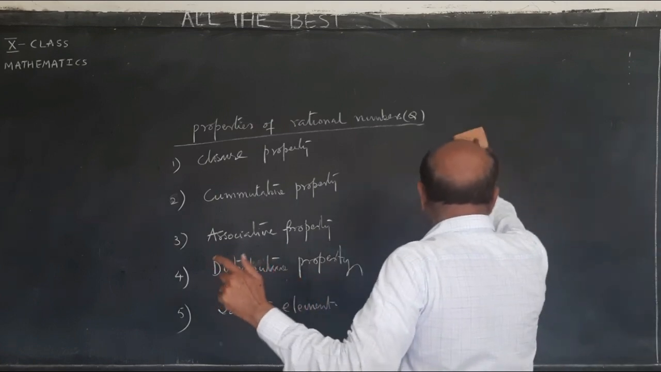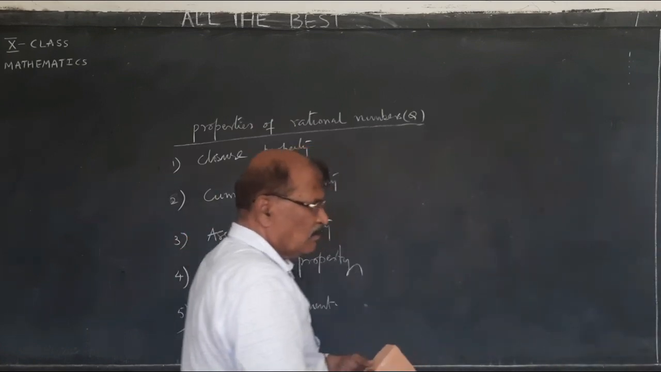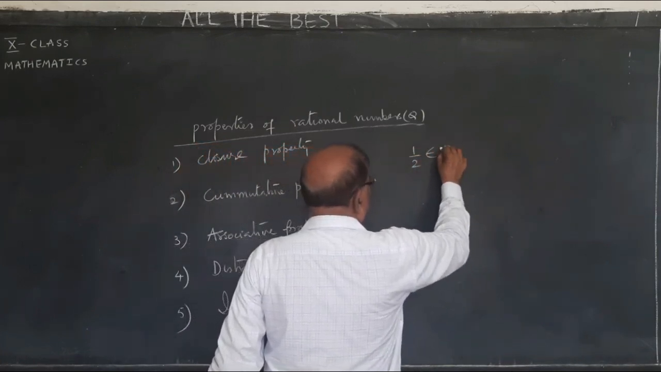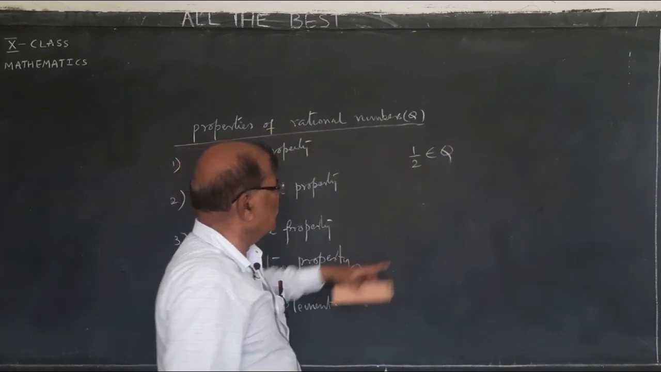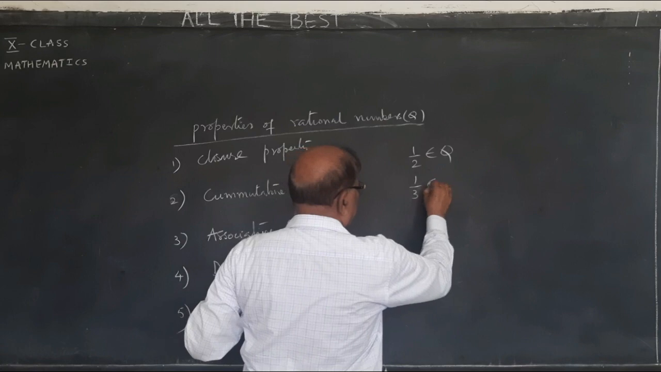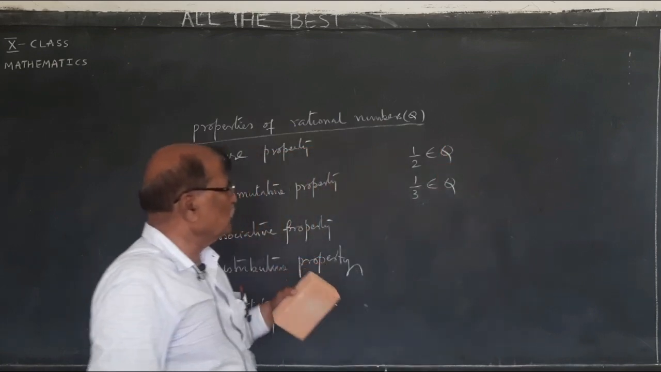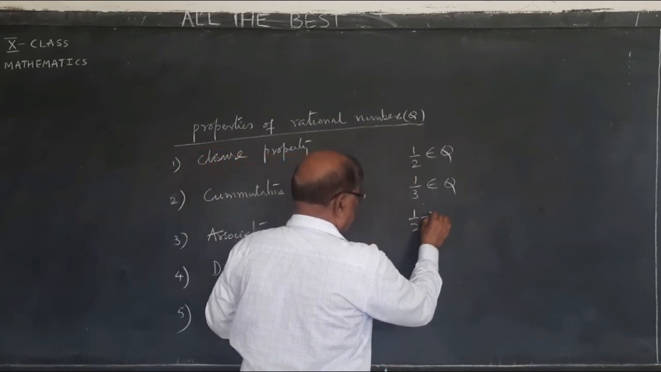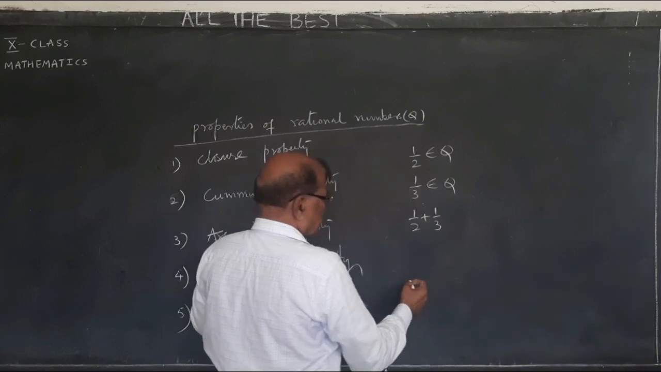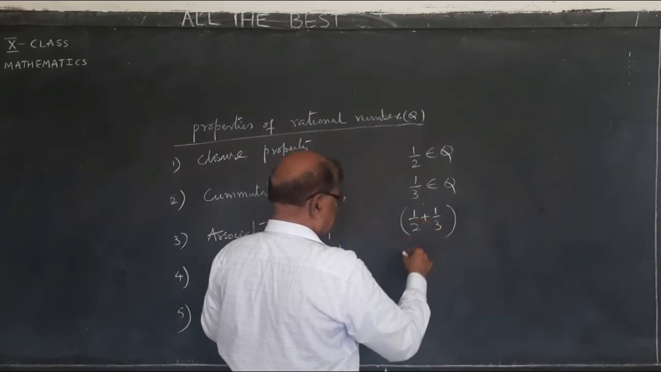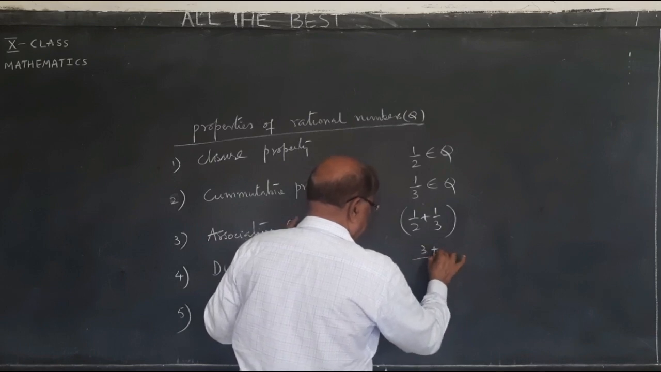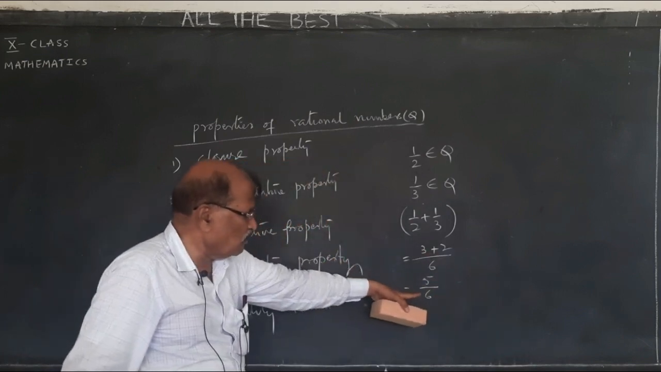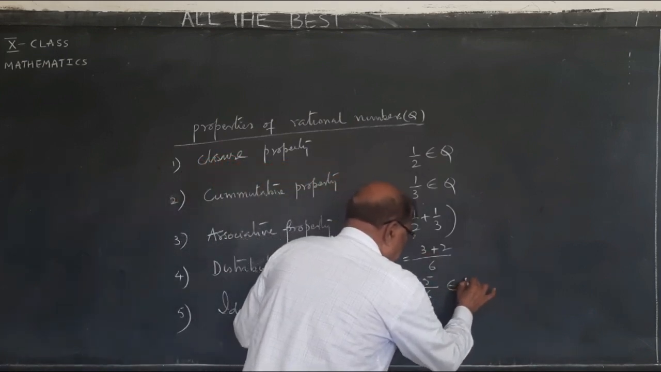Similarly, let us see the closure property in addition. So 1 by 2 belongs to Q, rational numbers. 1 by 3 belongs to Q, that is rational numbers. Add these two, 1 by 2 plus 1 by 3. So let us see what happens. Take LCM 6, 3 plus 2. So you are getting 5 by 6. 5 by 6 is in the form of P by Q. So it also belongs to Q.